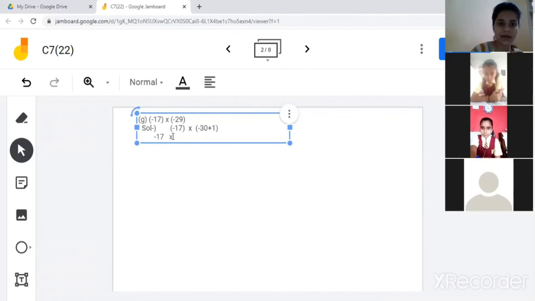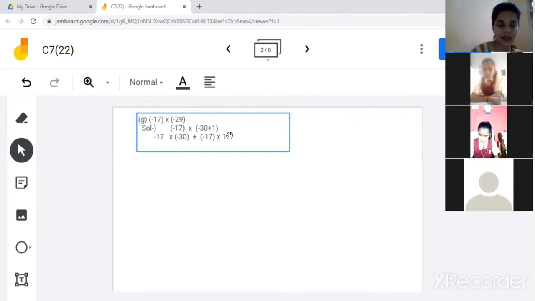So minus 17 multiplied by minus 30, plus, because the plus sign is inside the bracket, so plus minus 17 multiplied by 1. Now what will be the answer here? Negative times negative is positive. 510.